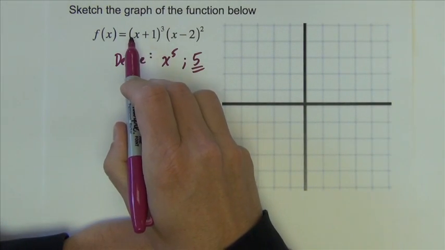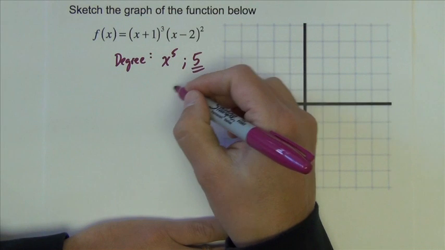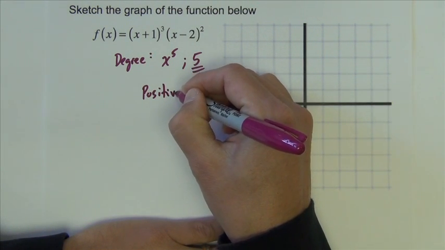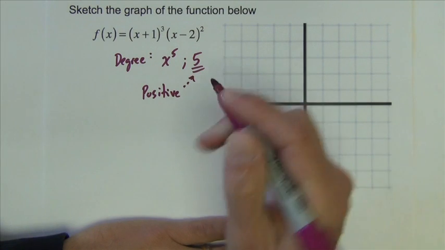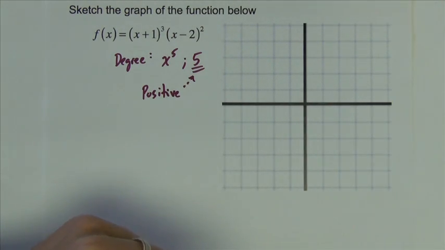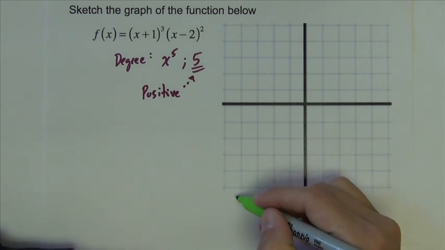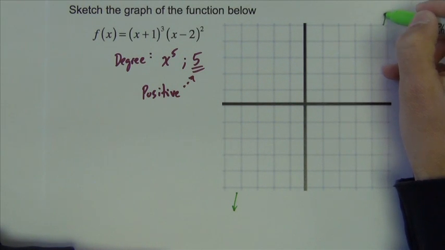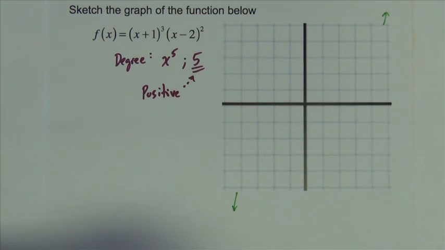And the first term is going to be positive, so we're looking at a positive fifth power. Okay, so what does that tell us? If it's a positive fifth power, I'm just going to put this in real lightly, it tells me that it comes down on the left and it goes up on the right. So that's the leading coefficient test put into practice.